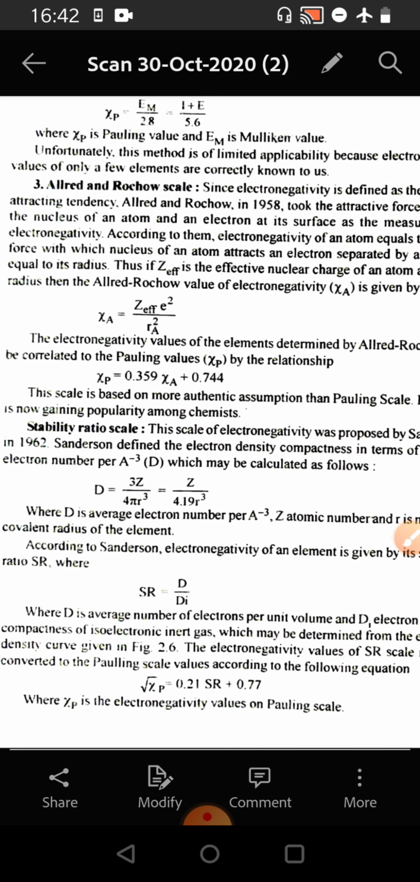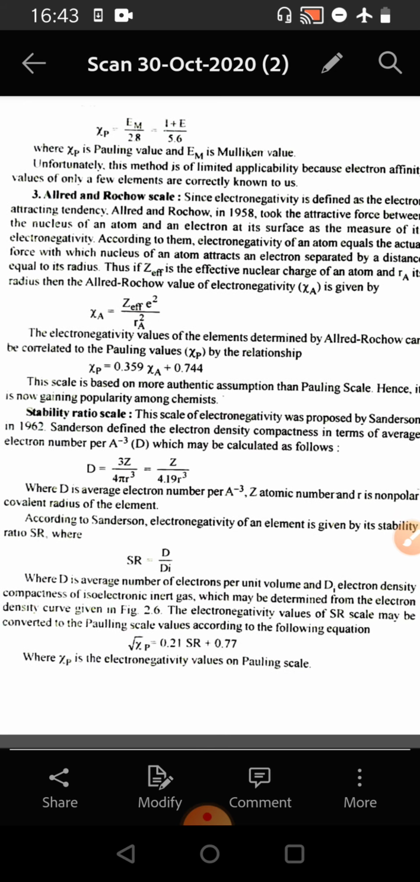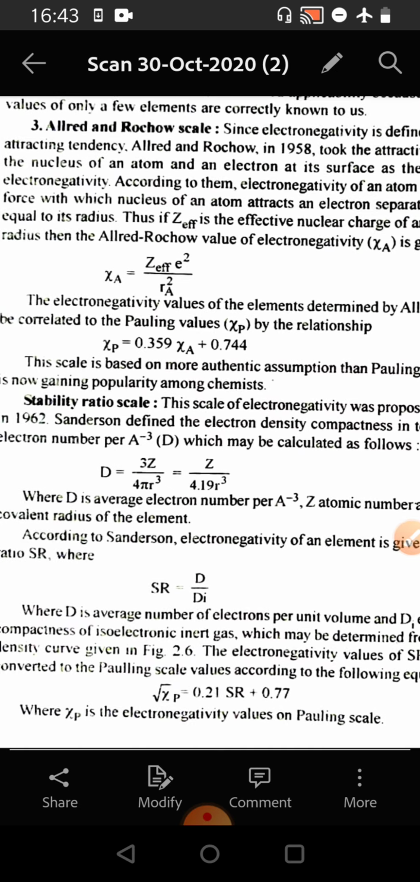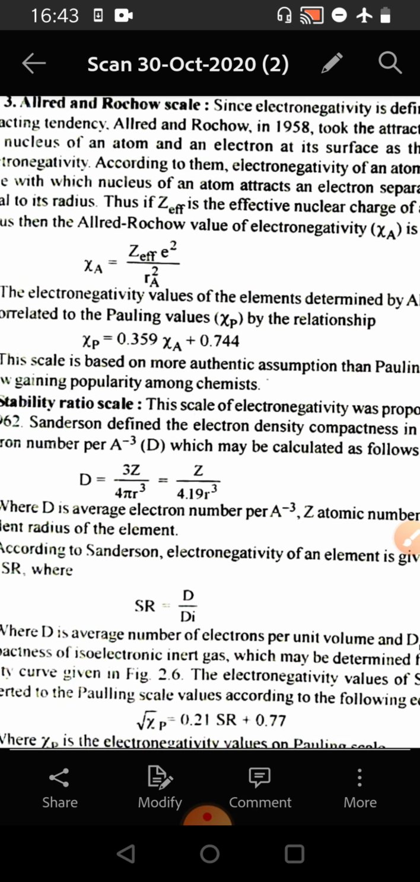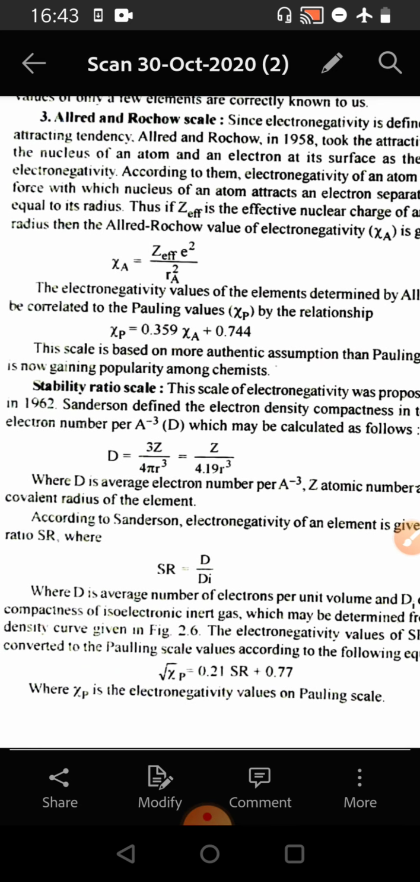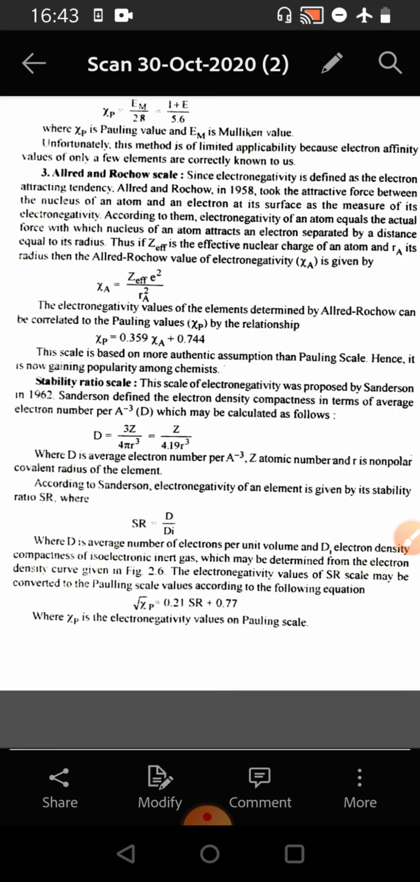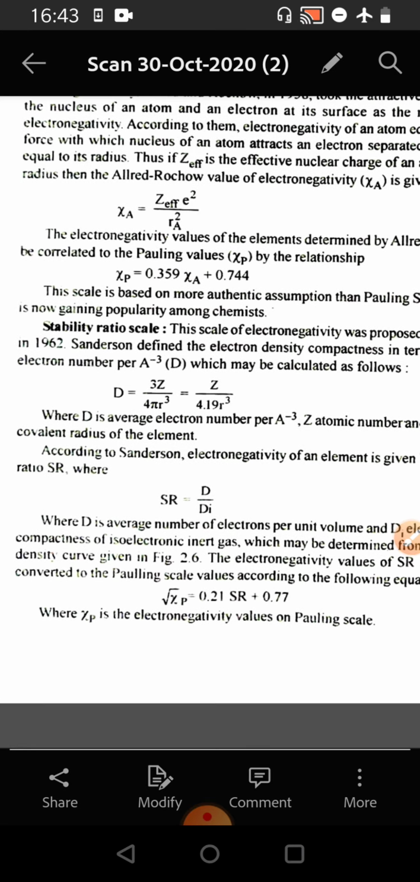The electronegativity values of the elements determined by Allred-Rochow can be correlated to the Pauling value Xp by the relationship Xp is equal to 0.359 Xa plus 0.744. This scale is based on more authentic assumptions than the Pauling scale. Hence, it is now gaining popularity among chemists.